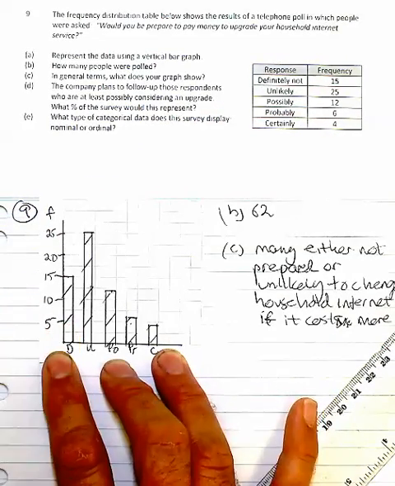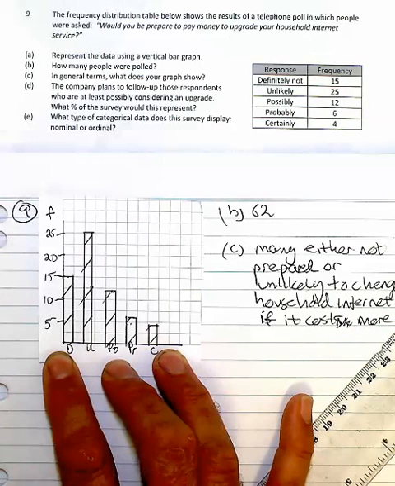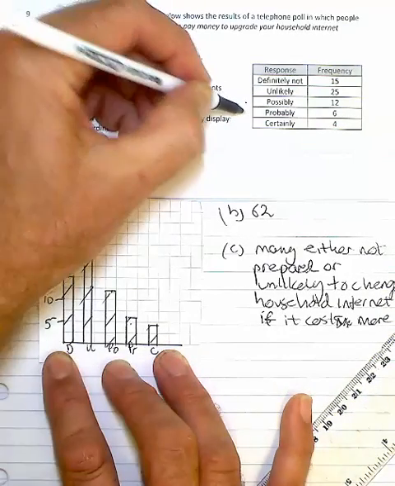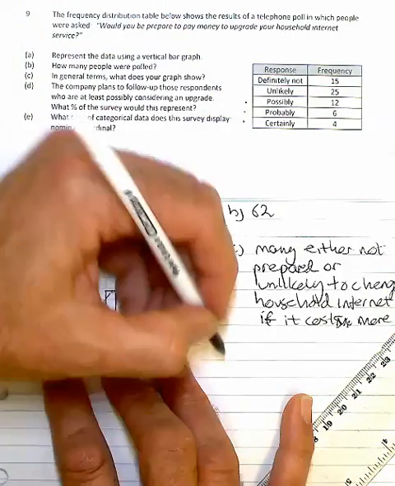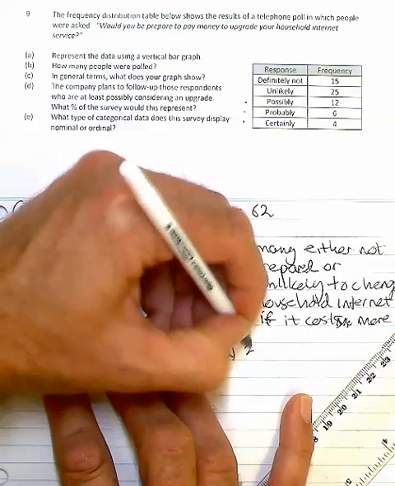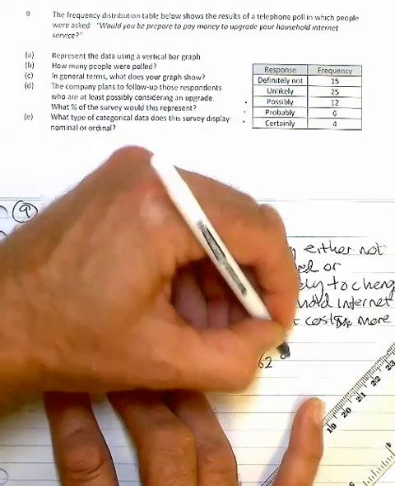Now, if they were going to follow up those people who said they were either probably or certainly likely to consider an upgrade, how many people would they be targeting? Now, we'll consider the possibly, probably, certainlys in this category. So it'll give me a total of 22 out of 62, or 35.5%.